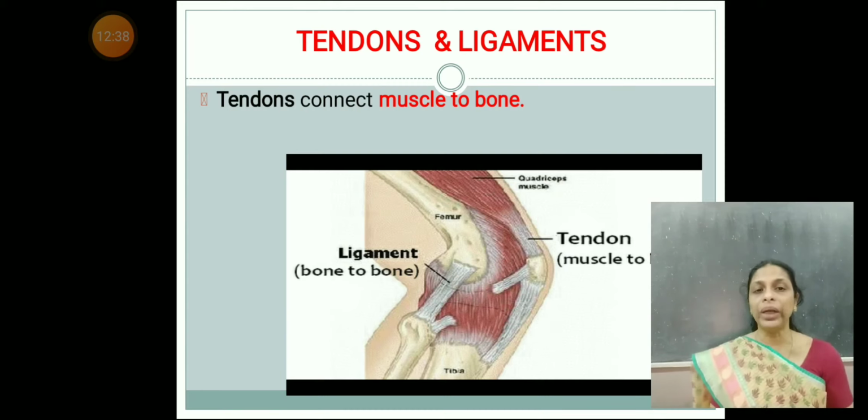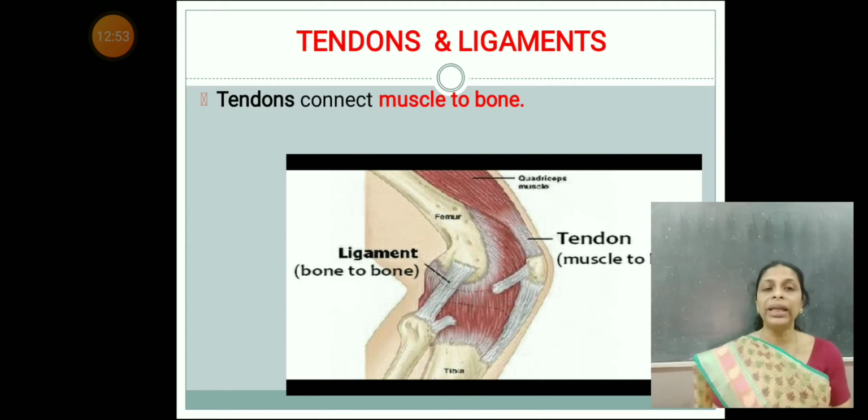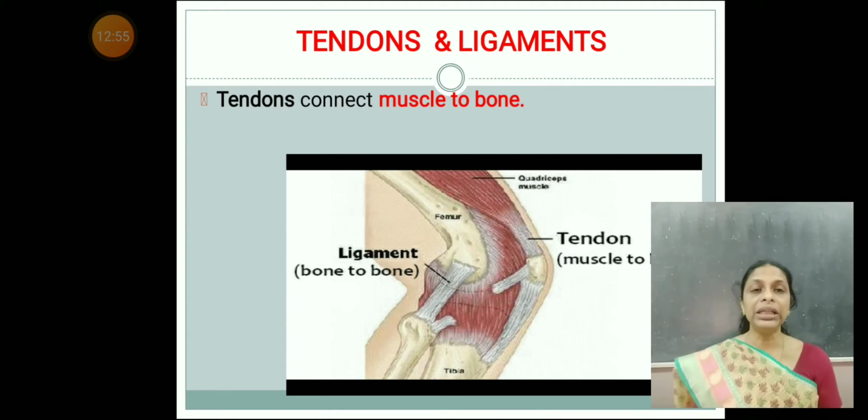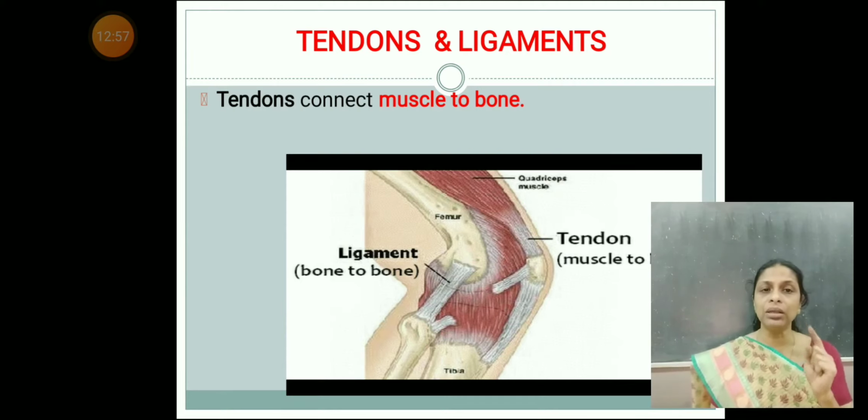So in the picture you can see the brown colored structures are the muscles, right? And here you can see the muscle is connected to the bone by means of a tendon. So can you see the tendon which is marked over there? So tendons are the connective tissue which connect a muscle to a bone.